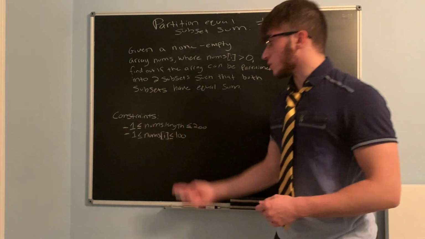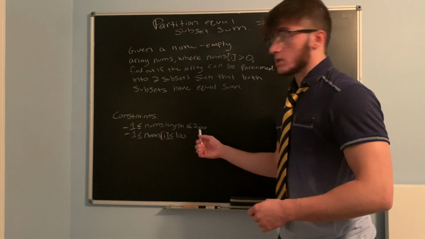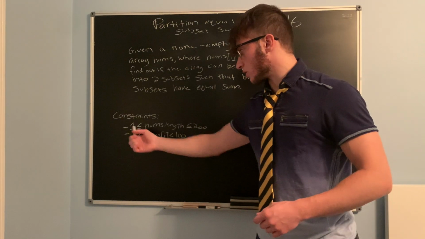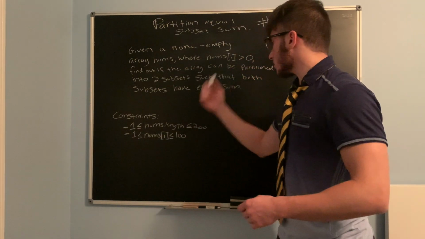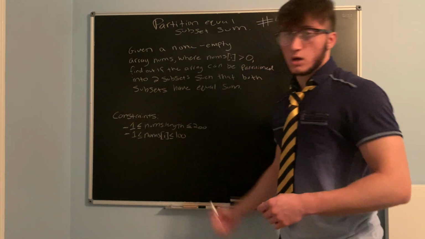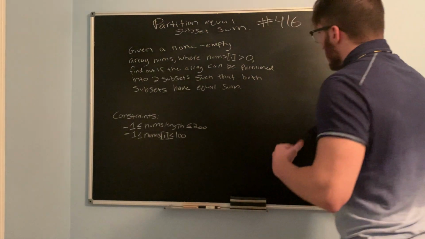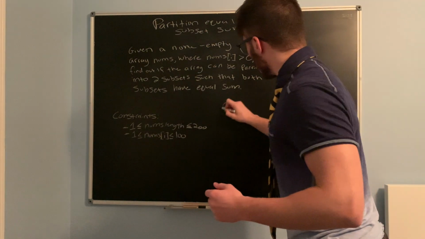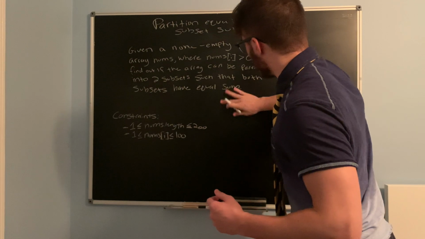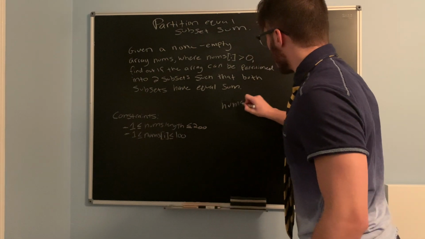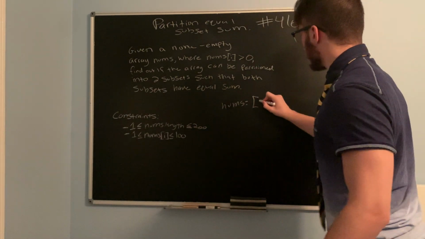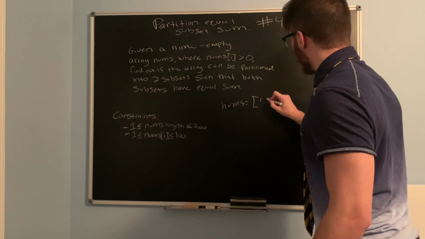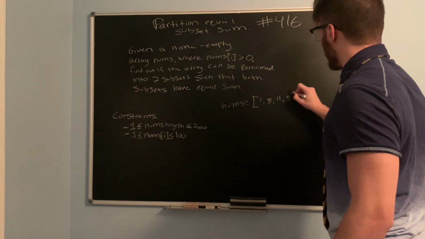And we're given our constraints here, so the length of the array won't exceed 200, and it's always greater than 1. And like we said up here, nums[i] is between 1 and 100. Now, we're going to be given an array, we'll call it nums. It's an array of numbers, all greater than 0, say like 1, 5, 11, and 5.